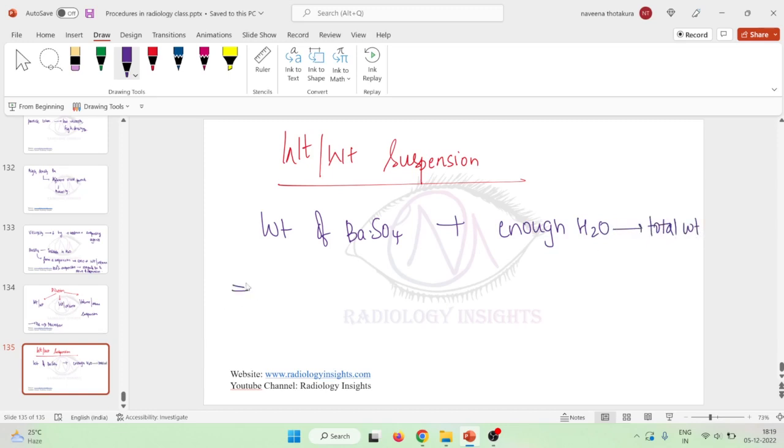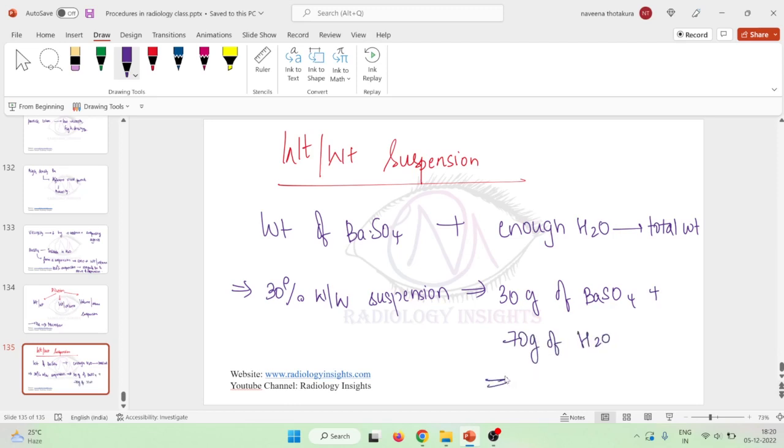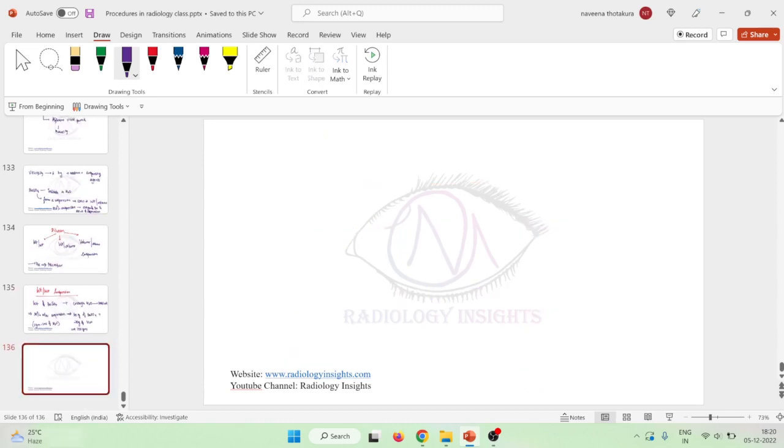What does that mean? That means a 30% weight by weight suspension will weigh 30 grams of barium sulfate, and we add 70 grams of water to become equal to 100 grams. So we add 30 grams of barium sulfate and 70 grams of water, and it becomes 100 grams. Actually, 1 gram is equal to 1 ml of water, so obviously we will add 70 ml of water. So this is weight by weight suspension.